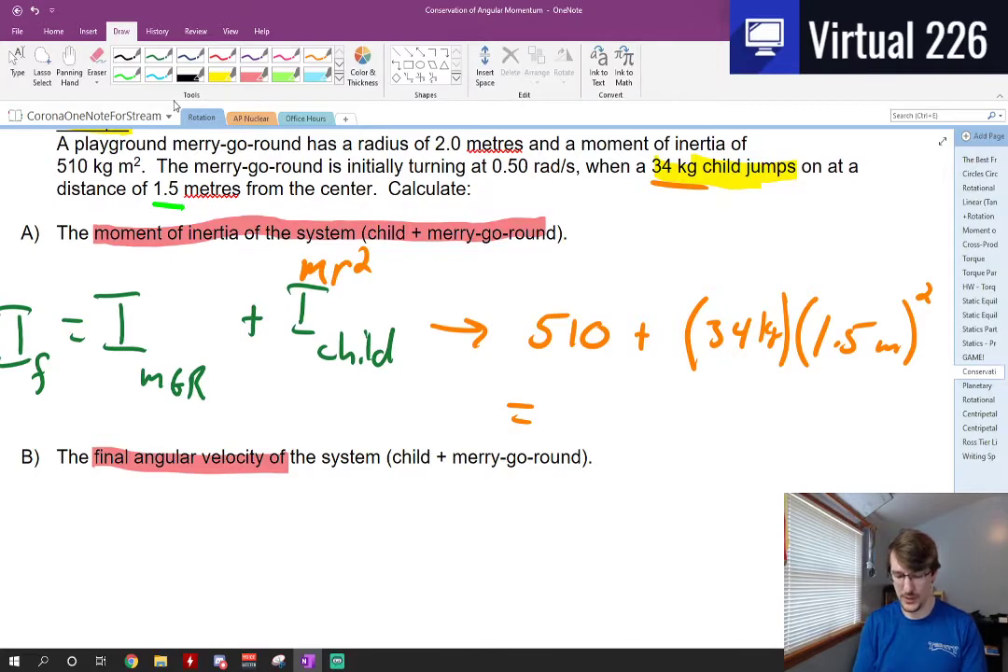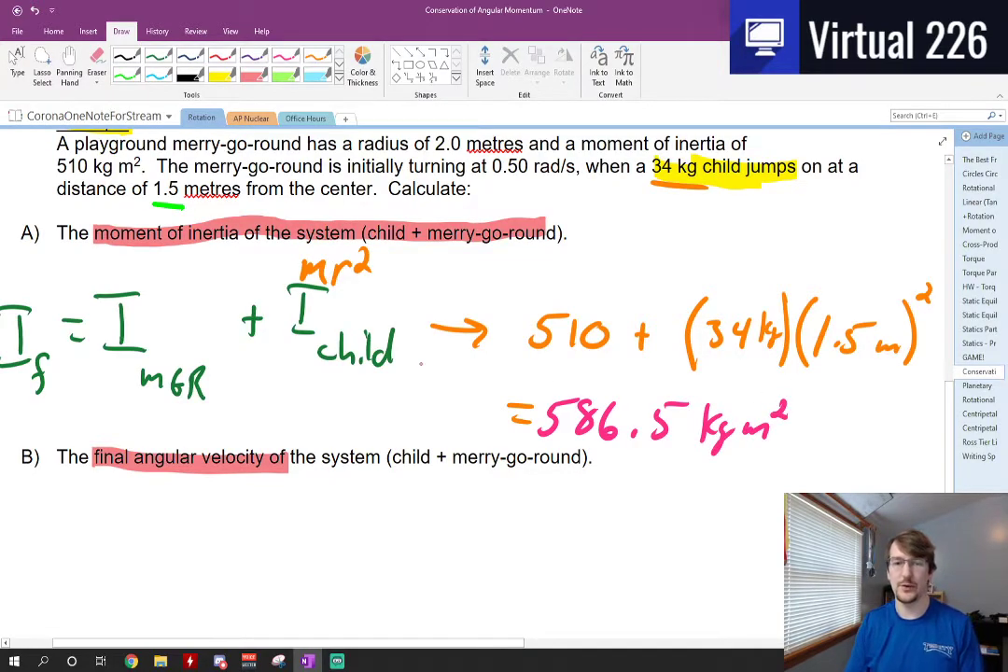So let's just run that through a calculator real quick. 1.5 squared gives us 2.25, times 34 is 76.5, plus 510. We get 586.5, and maybe you rounded, maybe you didn't, kilogram meters squared. Okay, so this is our final moment of inertia.